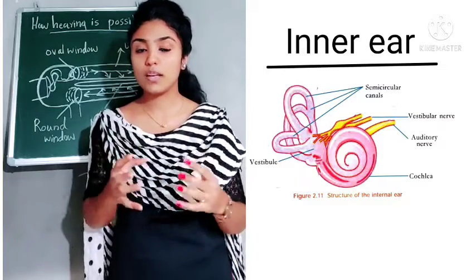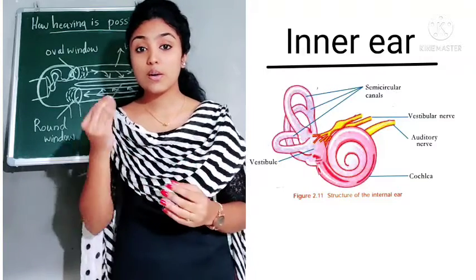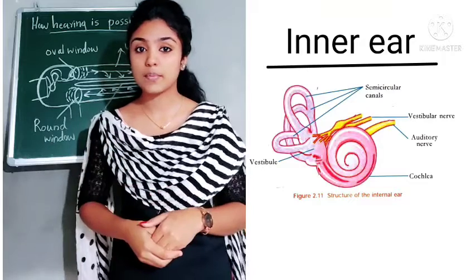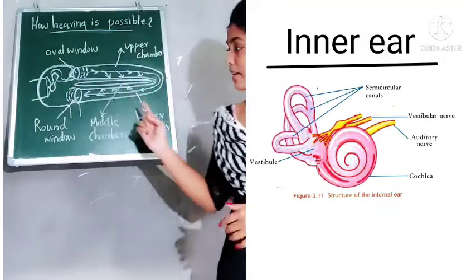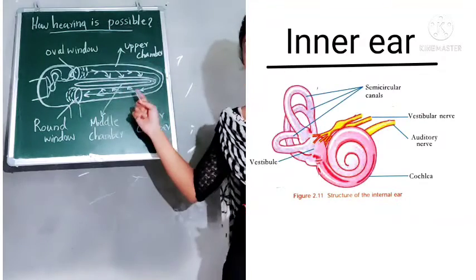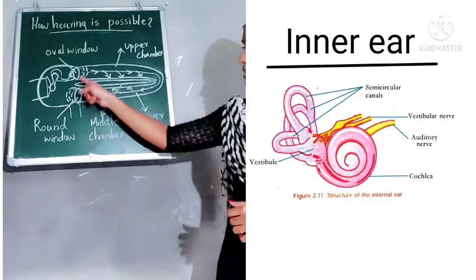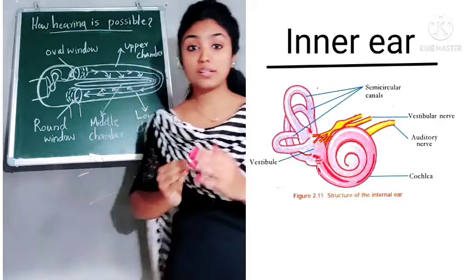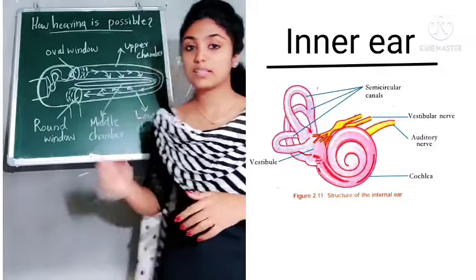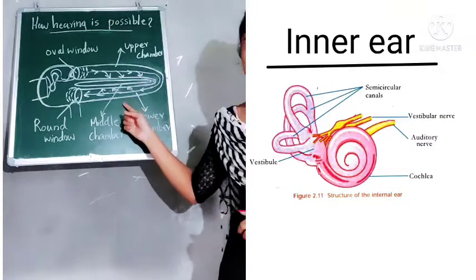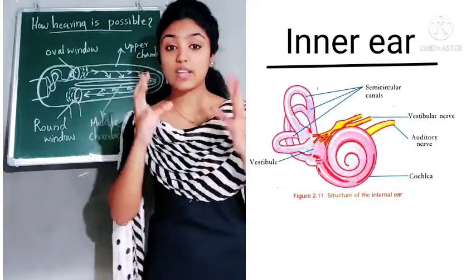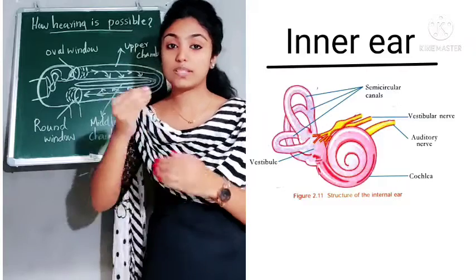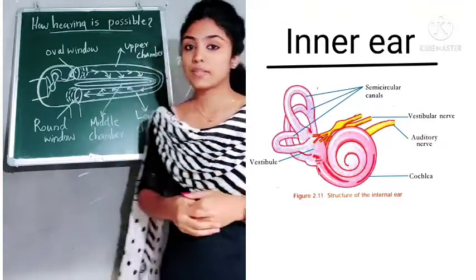We know that the cochlea is a coiled tube-like structure which is similar to a snail. But in this diagram you can see the uncoiled structure of the cochlea. So this part is the cochlea, and here you can see its uncoiled structure. This is given only for learning purposes. The actual structure of the cochlea is coiled, similar to a snail.